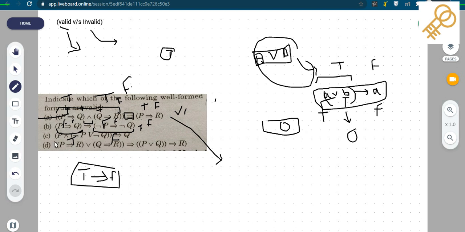You can check for the C and D options. You will be getting false only. You will be able to prove it as a false value. So except the first one, all the options will be invalid.